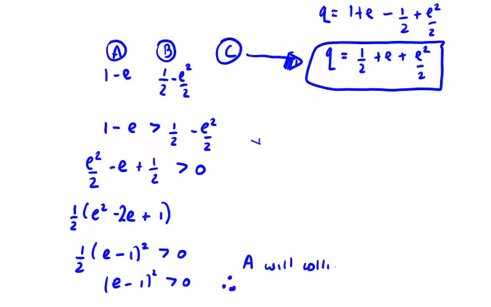So we don't need to worry about B and C, and it looks like C is going to be faster than B anyway. A will collide with B. So that's the end of this question.